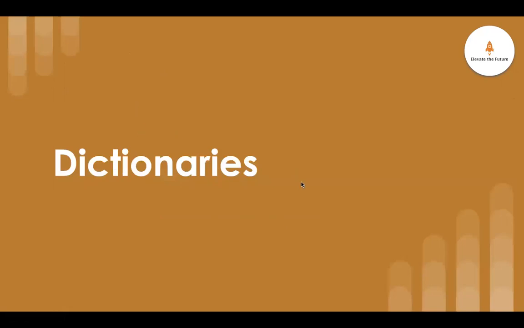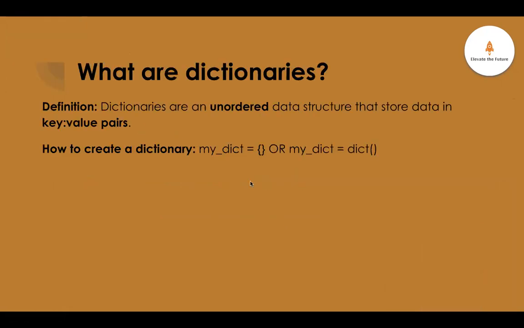Okay, dictionaries. What are dictionaries? Dictionaries are an unordered data structure that stores data in a key value pair. How to create a dictionary? You put the values in curly brackets, or you use the dict function.